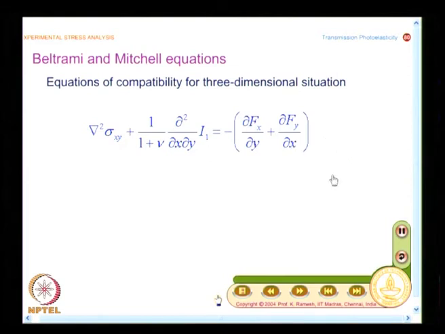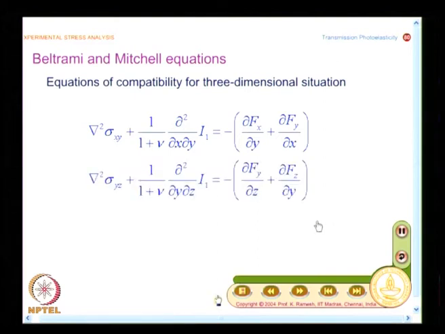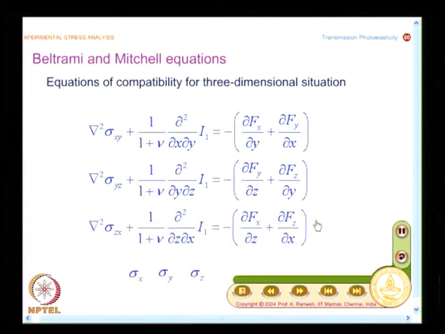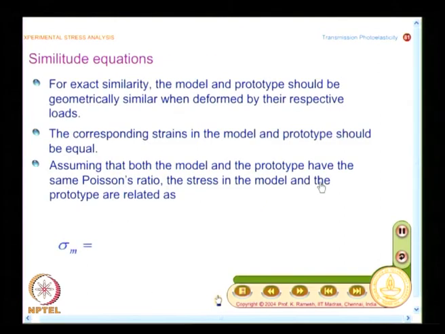So, for this also you will have 2 more equations which you can look at, but you can easily fill them up from the symmetry of these symbols. By looking at this cyclically changing, you will be able to get this, and you have I1 as sigma x plus sigma y plus sigma z. See, what is important in doing a model study is that you will have to follow the similitude equations.